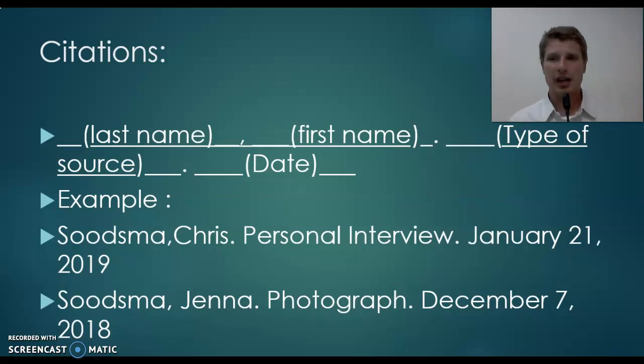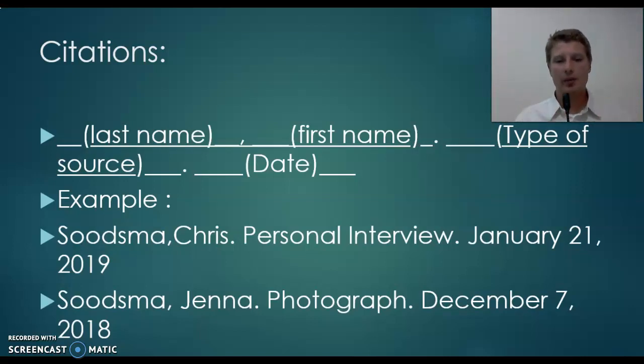Now, Miss Jenna is the one with the cell phone, the camera, she takes all the pictures. You go to her, like, we need a photograph, okay? We need something from Mr. Chris's days in university. And so you go to her, and you receive a photograph from Miss Jenna, she's the one who took it, and you would say, last name first, Suitsma, Jenna, type of source, photograph, okay, and on the day that you got it, December 7th, 2018, or the day the picture was taken.